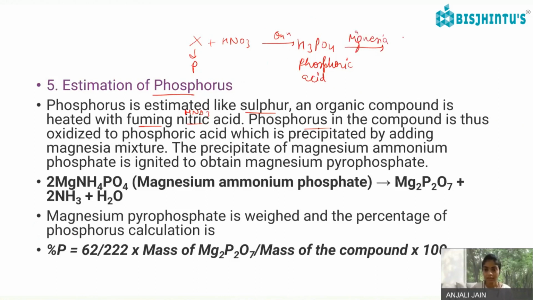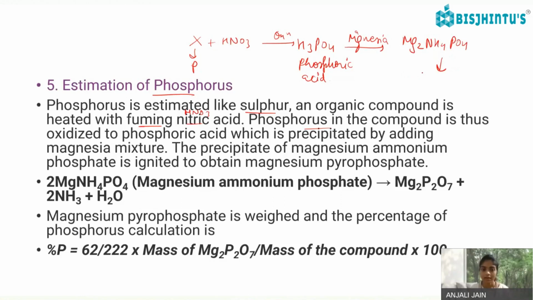If milk of magnesia is added, then what happens? Magnesium ammonium phosphate is formed. Okay, milk of magnesia is added in here, and magnesium ammonium phosphate is formed, and this magnesium ammonium phosphate now decomposes.